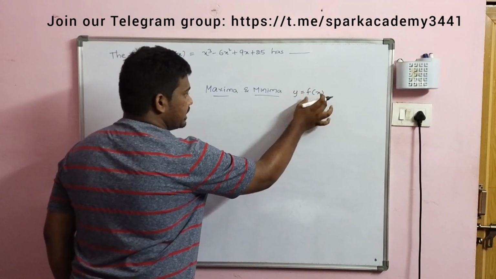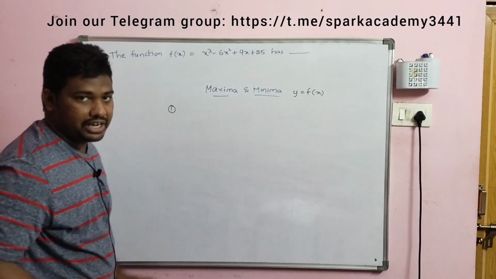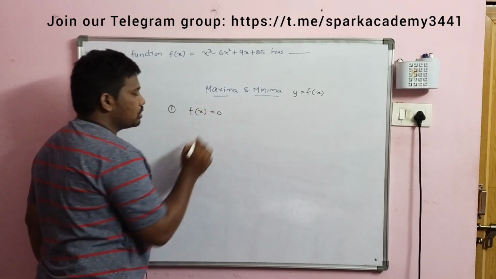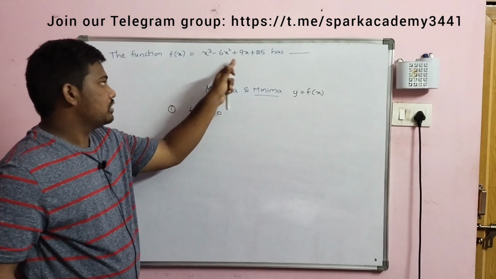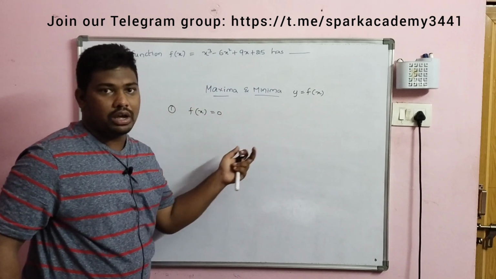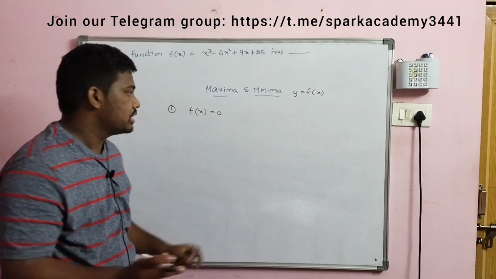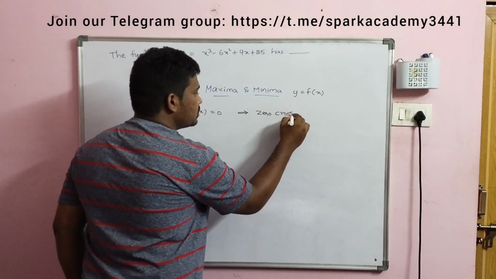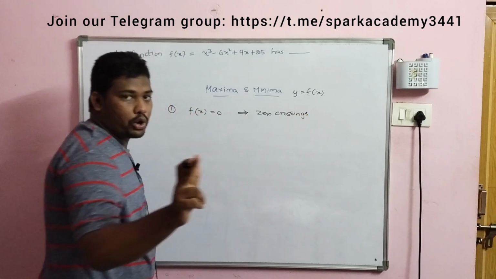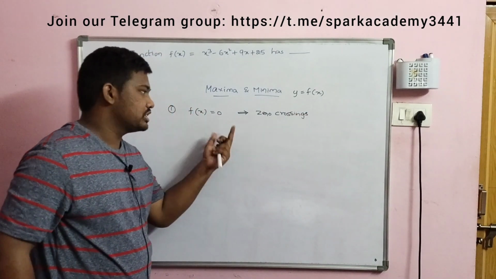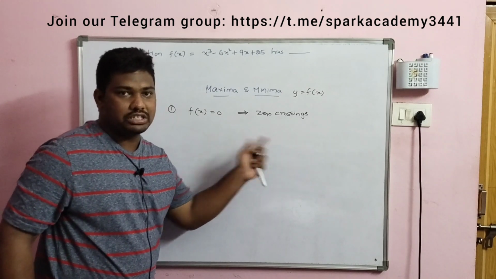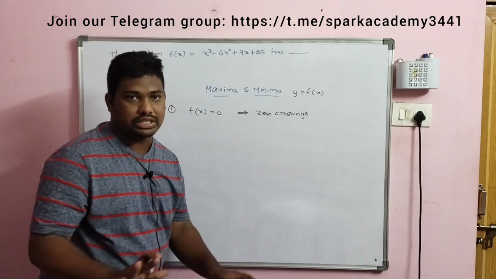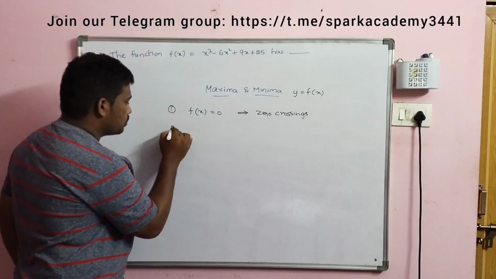Y is a function in terms of x as given here, right? Now the first thing is f of x equal to 0. At that particular point, if f of x is equal to 0 and you find the various points of x, then those will be called zero crossings. The first point to be remembered here is, if f of x equal to 0, then the particular values of x at which this function becomes 0 are called zero crossings, right? First point.